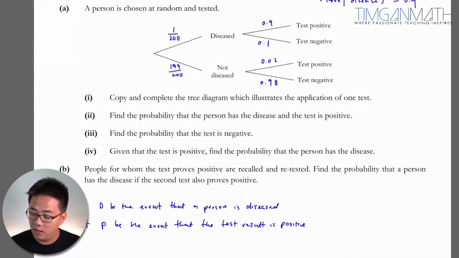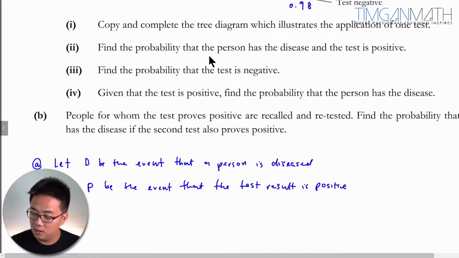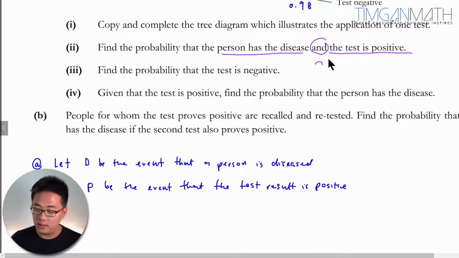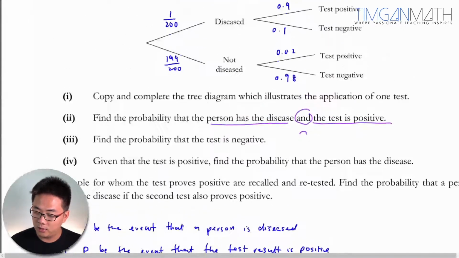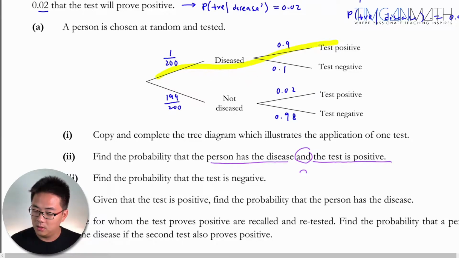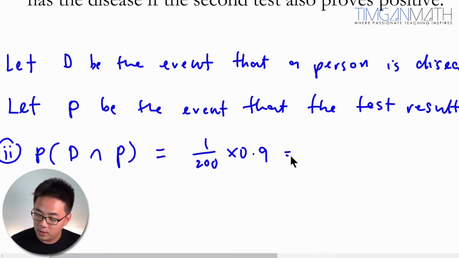Then you're asked to find the probability that the person has a disease and the test is positive. The intersection means the events occur together. So what you are asked to find is the probability that the person has the disease and the test is positive. From the tree diagram, it's quite straightforward. Disease and test positive is this route here. So this is just 1 over 200 times 0.9. That's the answer there. We work it out to be 9 over 2000.